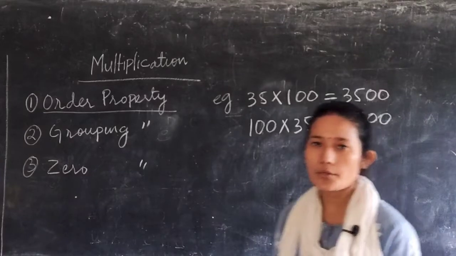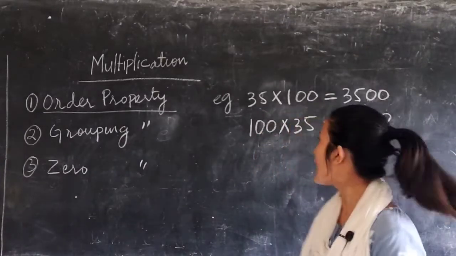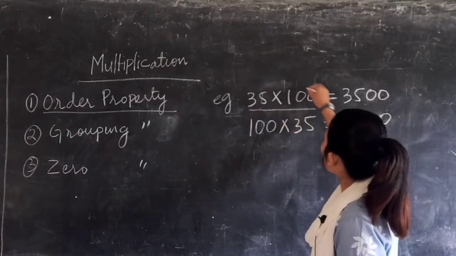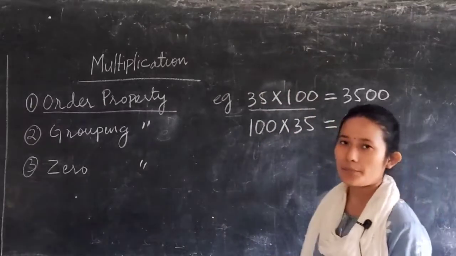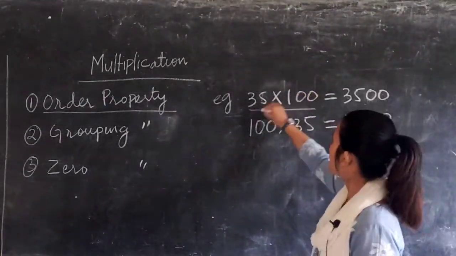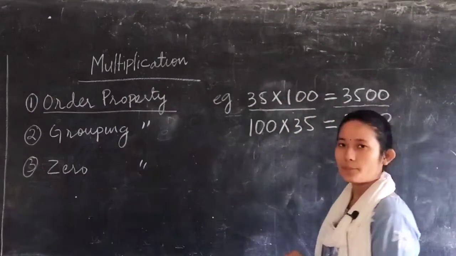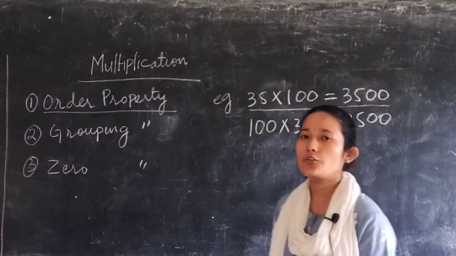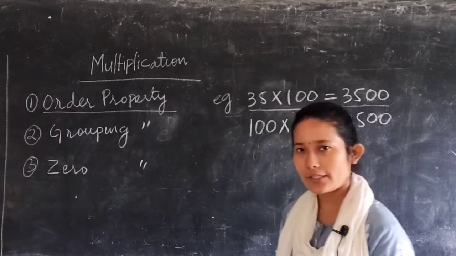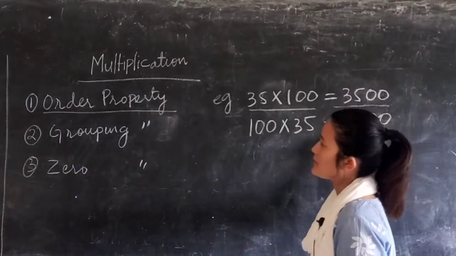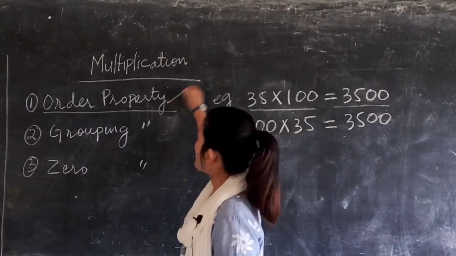So the first property, order property, says that the order of a number is not important in case of multiplication. Either you can write 100 first and then 35 later, and you will get the same answer. Okay, so the order you can arrange according to your convenience. You will get the same answer. So that's what order property says.